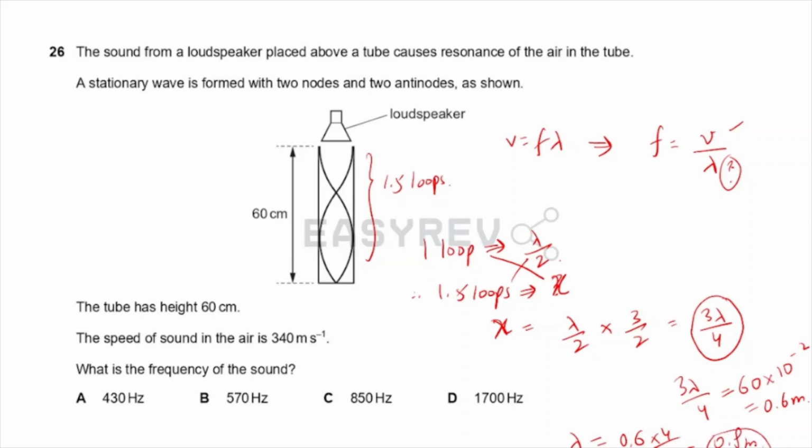So now it's just a matter of plugging it in here. 340 divided by 0.8. And what you get is 425 Hertz, which rounds off to 2 significant figures up to 430 Hertz. So our answer is A. Now on to the next one.